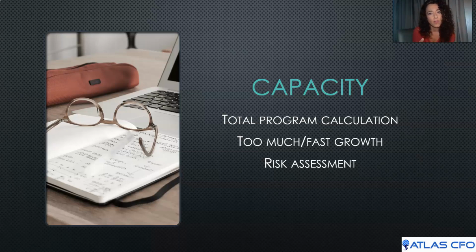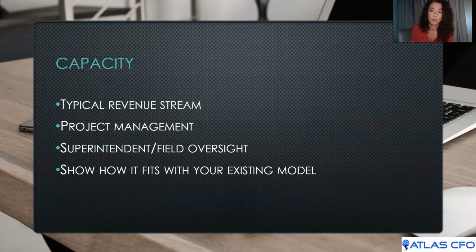And this is also where they deal with some risk assessments, where they're looking at your whole load of work, all of your backlog, and saying, this project that I've got that's going to be bonded, does it fit within the rest of this work? Some things you could look at is your typical revenue stream and how a job fits with it, what your project management team depth is so that you can handle the project that you're looking at bonding, superintendent and field oversight.